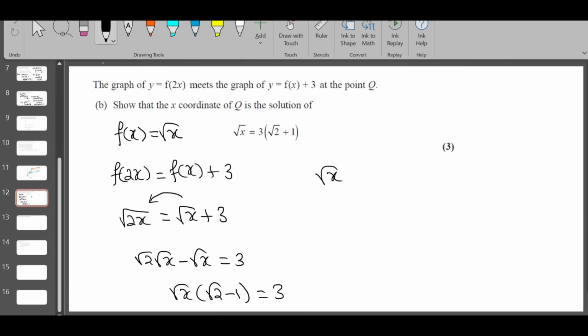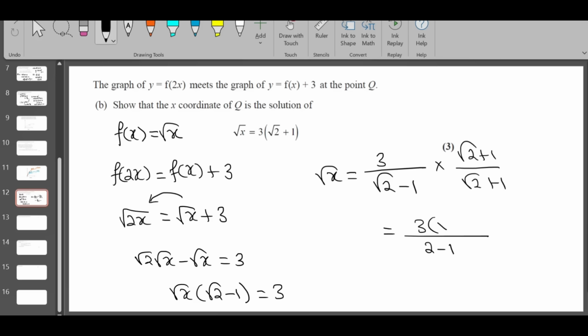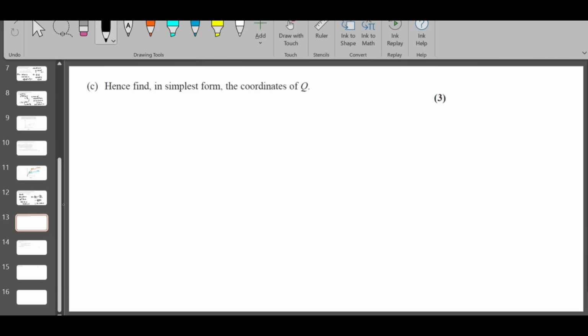Take square root of x as a common factor and make it the subject: 3 over root 2 minus 1. Rationalize the denominator: multiply and divide by root 2 plus 1. So the denominator becomes 2 minus 1, numerator is 3 times root 2 plus 1. 2 minus 1 is 1, so therefore square root of x is 3 times root 2 plus 1. That's all. 3-mark question.